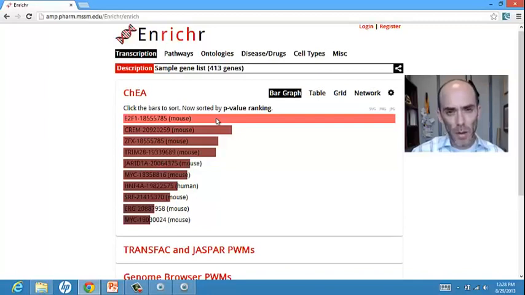We have 3 methods of ranking, and one of them is using the Fisher test, and another one is a modified test that we developed. You can also change the colors of the bar graph.